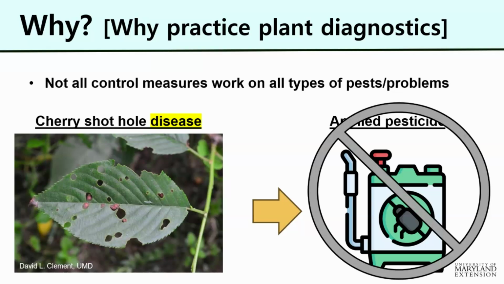And without going down the effects of pesticides too much, when we use control measures that we don't necessarily need in our landscape, that can lead to non-target effects. For instance, when we're applying chemicals, these could negatively impact other animals such as pollinators and beneficial insects. So it's really important to use plant diagnostics to lead us to an accurate identification of the causal agent.